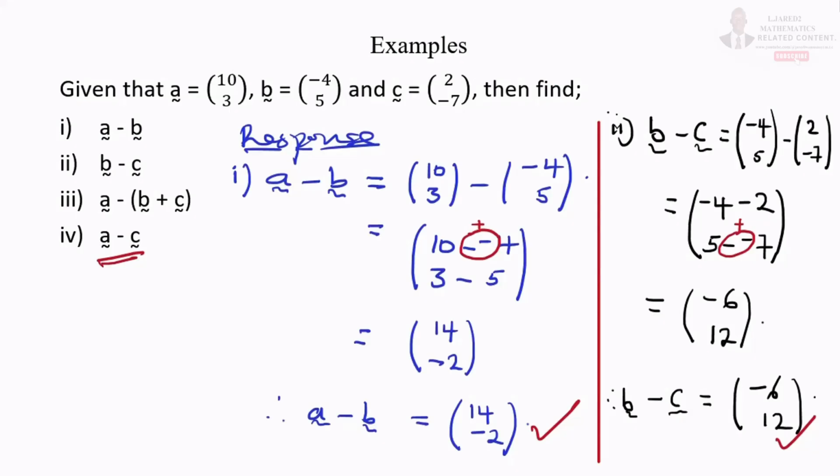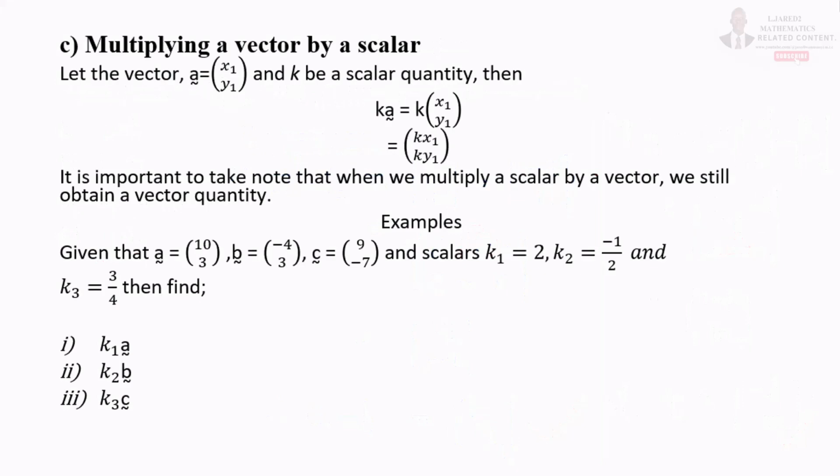I'll supplement on it. So now let's go to scalar multiplication as our part C: multiplying a vector by a scalar. What is a scalar? A scalar is just a constant, a value which can be 2, 3, negative, 0, and so on.